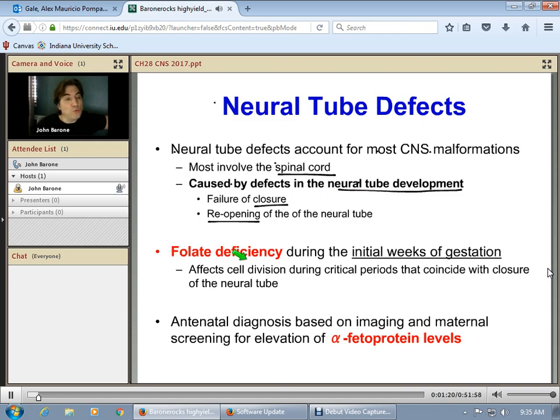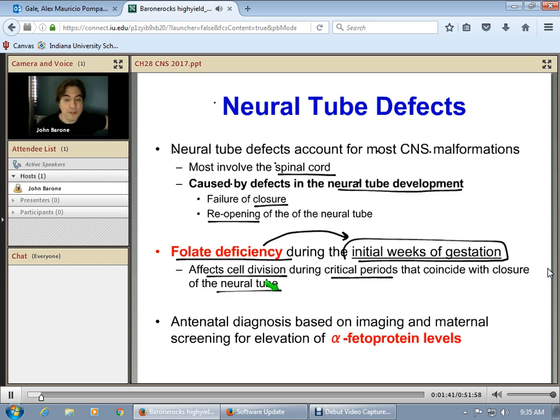Now, a known risk factor here is folate deficiency during the first few weeks of gestation. So this is clearly associated. This is a risk factor for getting this disorder, folate deficiency in a pregnant woman early on, because this is going to affect the cell division during a very critical period that corresponds with the closure of the neural tube. So if you don't close it because there's a defect in cell division, you don't make enough cells, you can't close it, you leave it open. That's not a good thing.